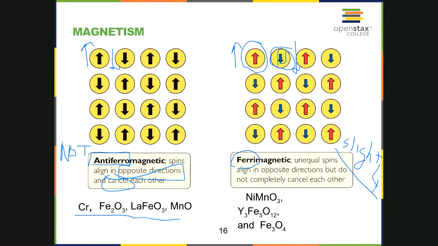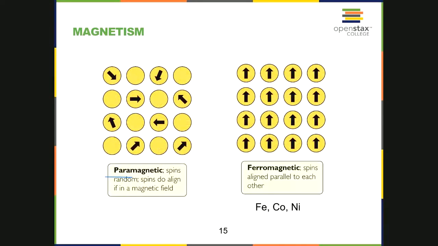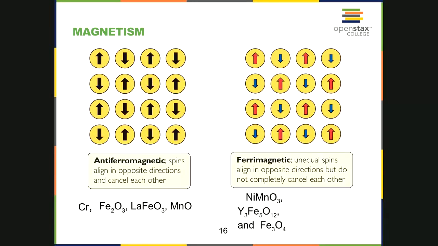So a little flashback through these. If it's para, it is not magnetic. The spins are all random. They are not oriented towards each other at all. Ferromagnetic, it is magnetic, and they're all going in the same direction. Next case is antiferromagnetic. This would be not magnetic because they cancel. For every up, you've got a down.